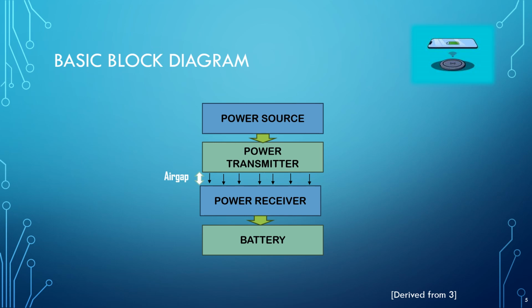Next, this slide shows the basic block diagram of wireless charging. The power source, the power transmitter sends the current from the power source to power, and the power receiver receives and sends the current to the battery.